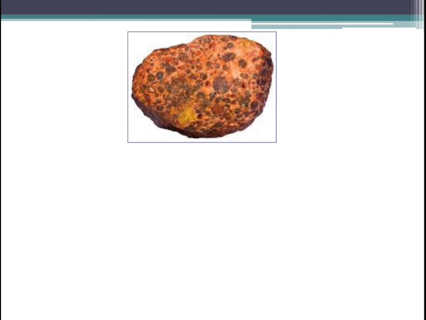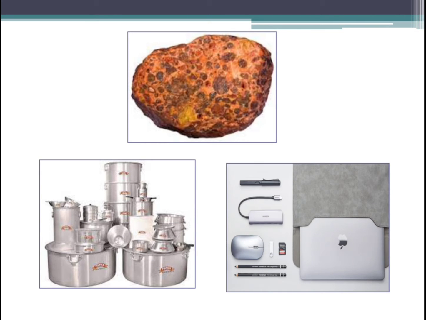This is used for making aluminium things. Why? Because it is very light in weight and it is very flexible. Flexible means it can be bent easily, and it does not break when it is bent. That is the reason why we use aluminium. It is used to make utensils and parts of vehicles like ships and aeroplanes, and also electronic goods, like the mouse and the pen drive. In all these things we use aluminium.